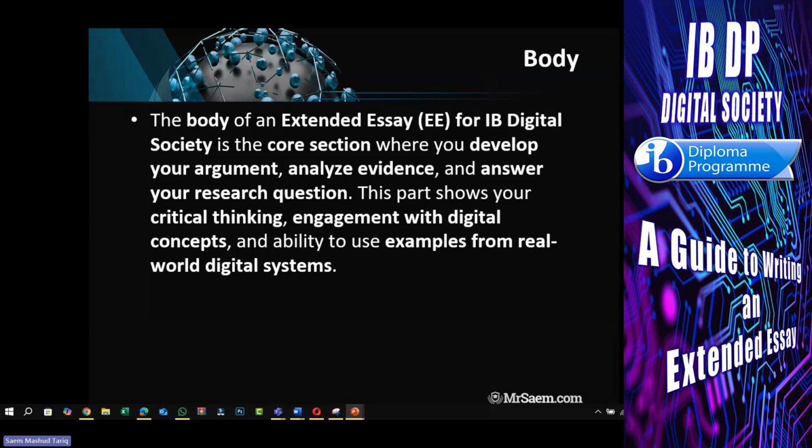और body में क्या सकता है आपका? You obviously इसमें आप real life examples भी use करोगे. Whatever case studies you have, news events you have, actual examples जो भी होंगे डिजिटल सोसाइटी की और टेक्नोलॉजीज की, वो आप यूज करोगे इसमें.